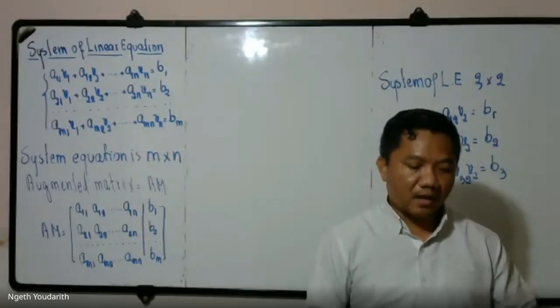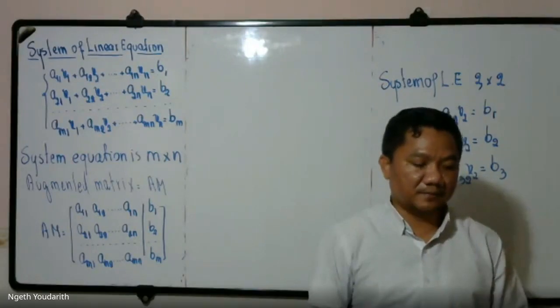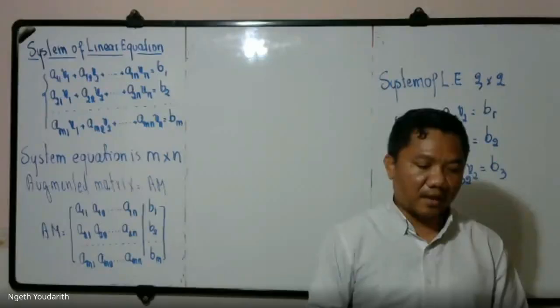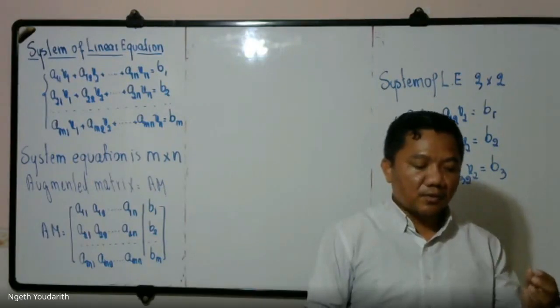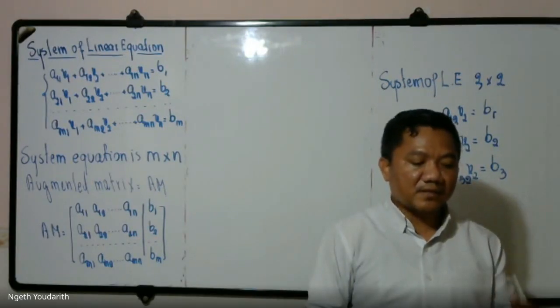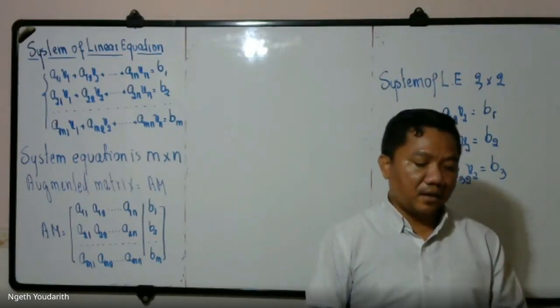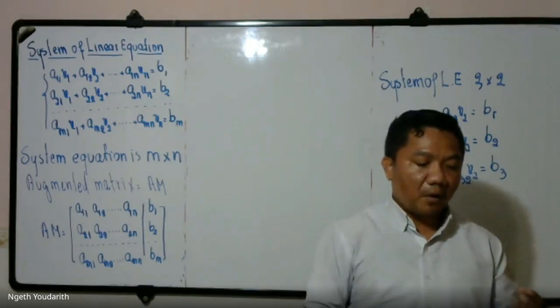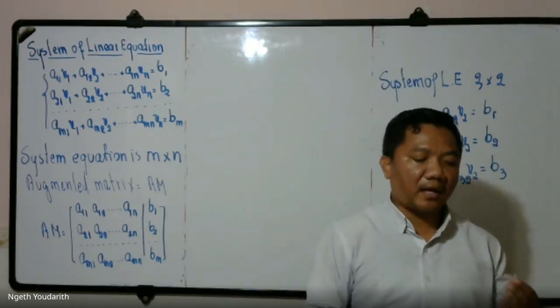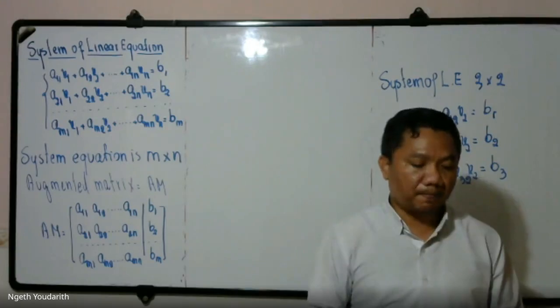Inconsistent is the system of linear equations which has no solution. And how about the consistent? Consistent is the system of linear equations which has at least one solution. Okay. The consistent means that the system of linear equations has at least one solution.